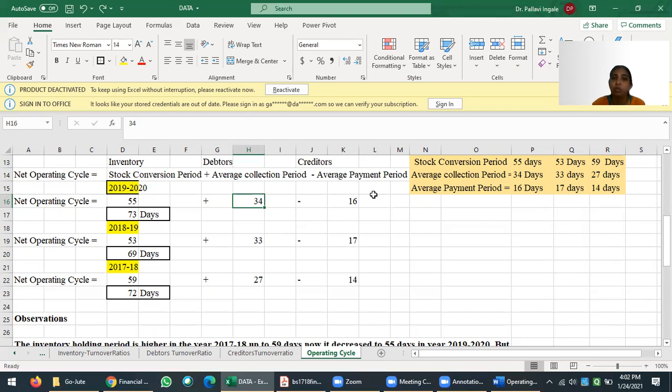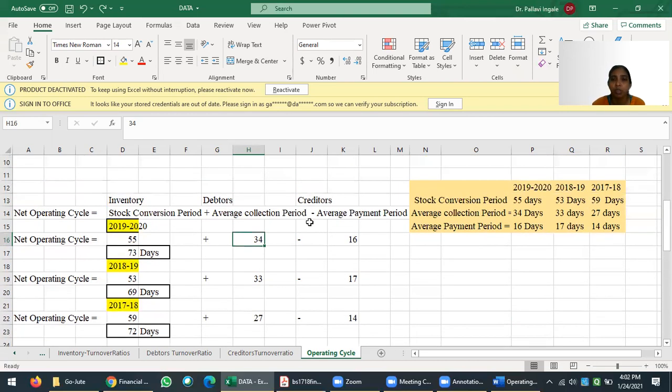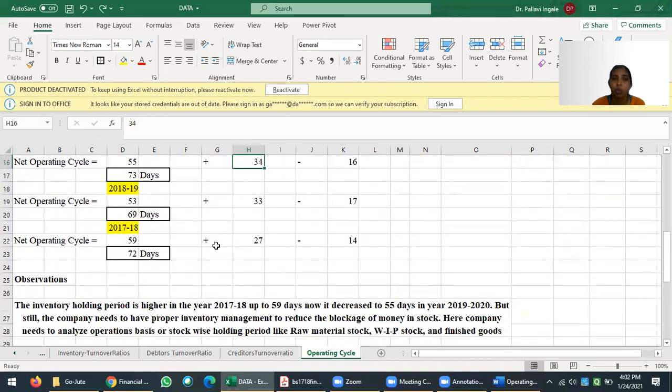So in this way you have to write the interpretation for this Gloster India. All three operating cycles are coming positive, so it is a good sign. So I hope you all are able to do it.